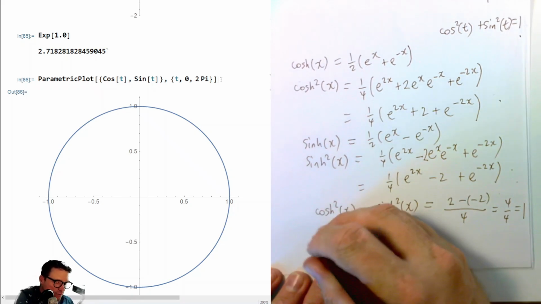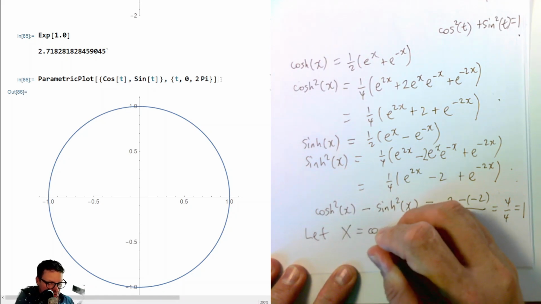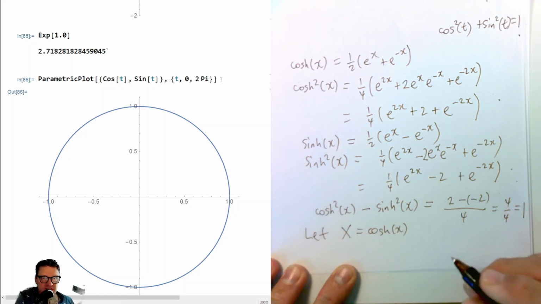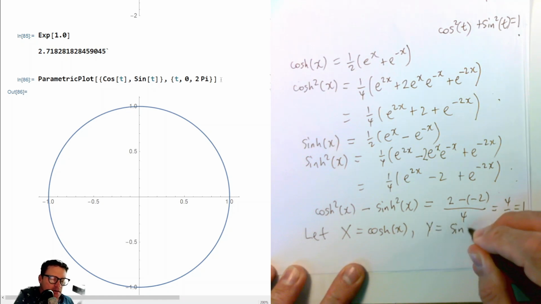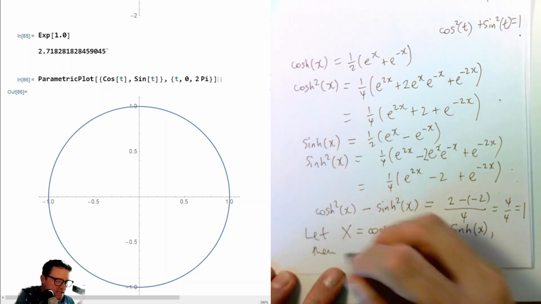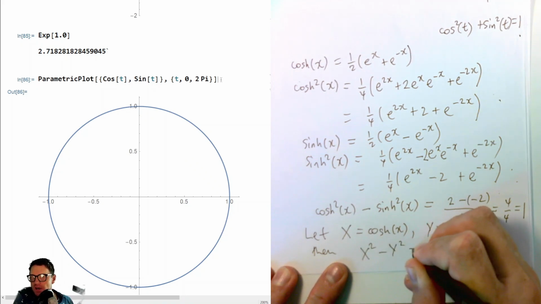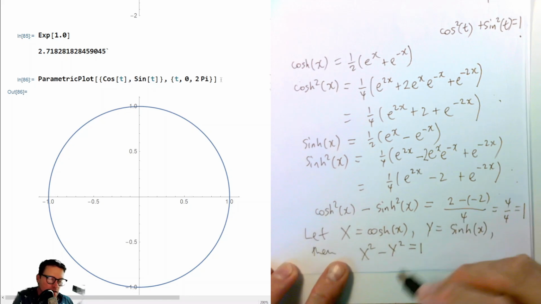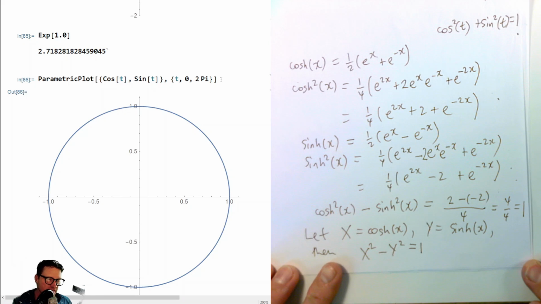Okay, so now if we let uppercase X be cosh of lowercase x and uppercase Y be equal to sinh of lowercase x, then what we see is that uppercase X squared minus uppercase Y squared equals 1. Right, so that is a hyperbola. So we have a parameterization of the hyperbola.